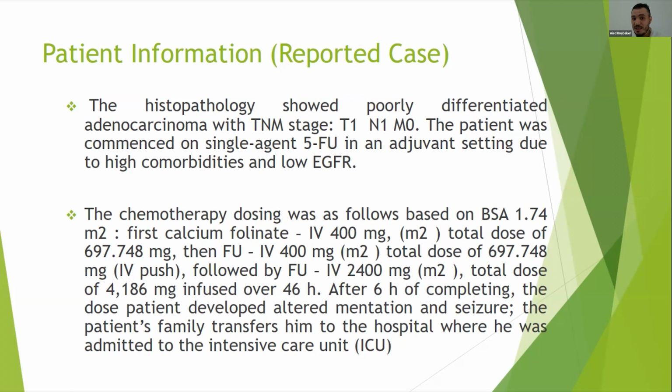Firstly, the patient took calcium folinate 400 milligram IV, then a bolus 5-FU chemotherapy 400 milligram. Then he took an infusion of 5-FU 2,400 milligram as a continuous infusion for 46 hours. After 6 hours from completion of the first dose, the patient developed altered mentation and seizure. Then the family of the patient brought him to our hospital.